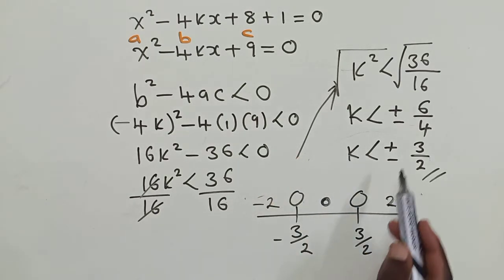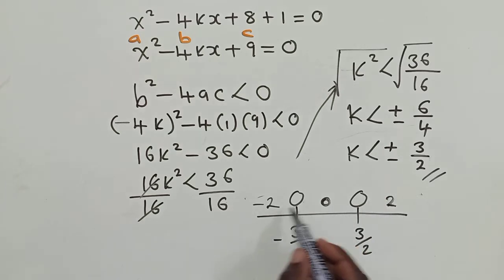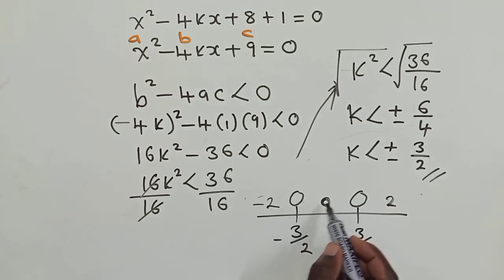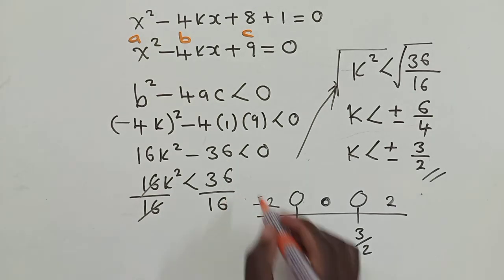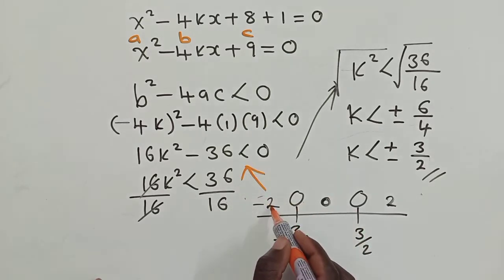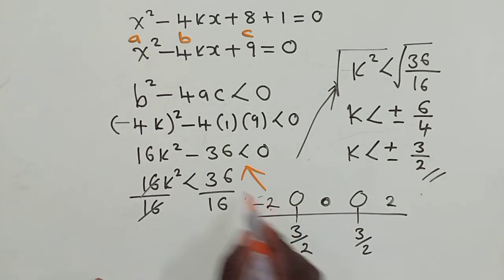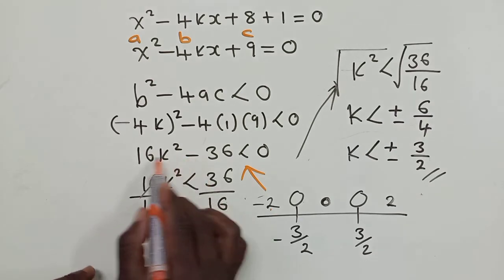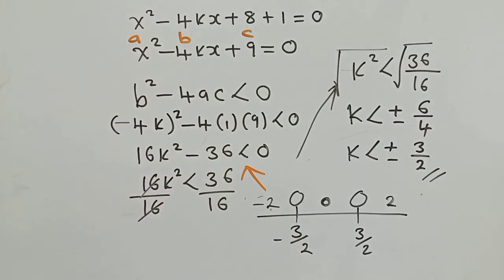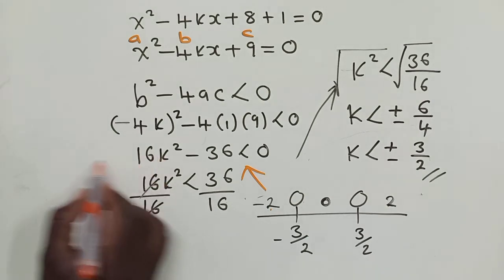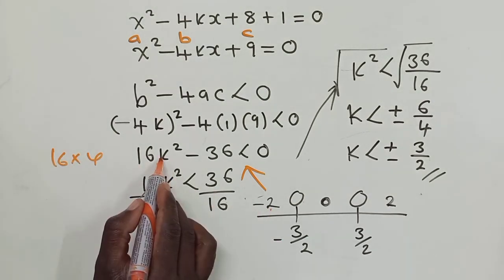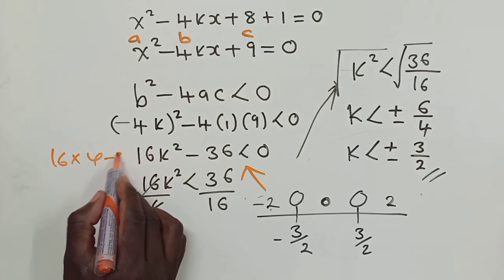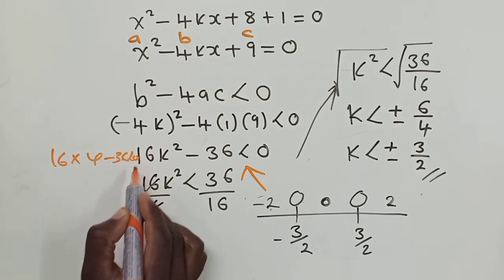I want to test where this is accepting. First I'll start with a negative 2. Go back here, right here. Let me put an arrow to show you what I'm doing right here. So I'm going to put negative 2 where k is and solve if this will accept. So if I put negative 2 here, I have 16 times 4, because negative 2 squared is 4, minus 36. Is it going to be less than 0?